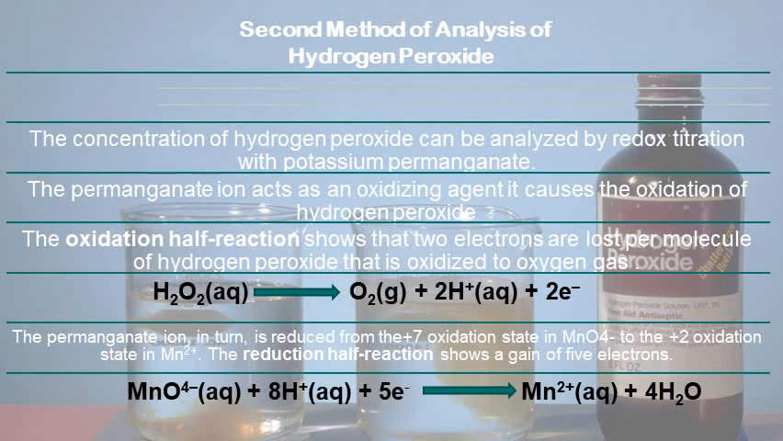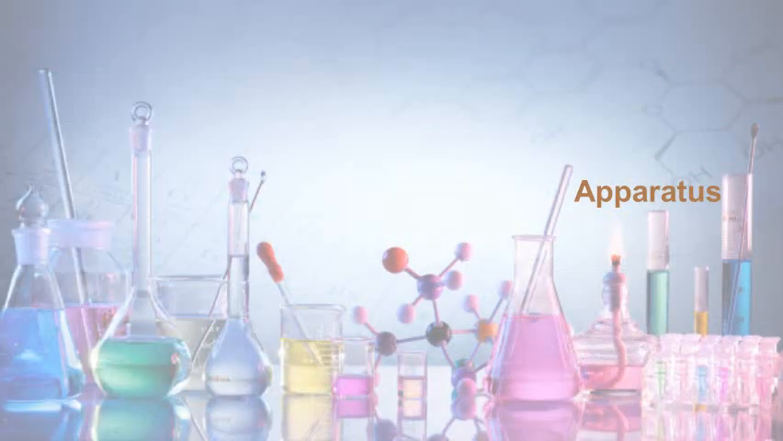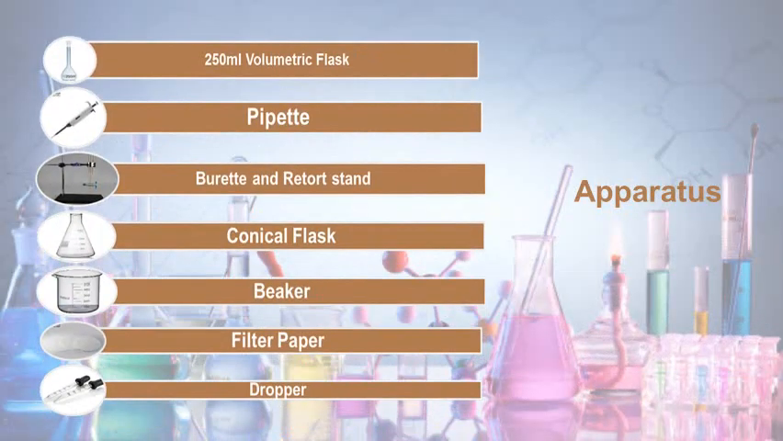In turn, the permanganate ion is reduced from the +7 oxidation state in manganese oxide to the +2 oxidation state in manganese, and the reduction half reaction shows a gain of 5 electrons. The apparatus which will be used for this titration is a 250 ml volumetric flask, pipette, burette and retort stand, conical flask, a beaker, a filter paper and a dropper.